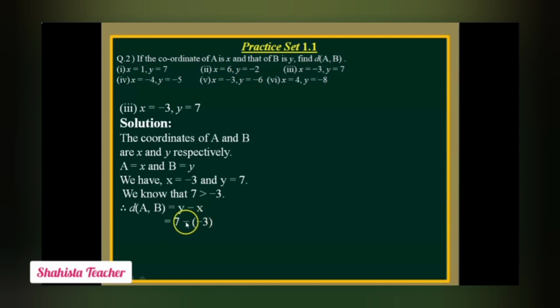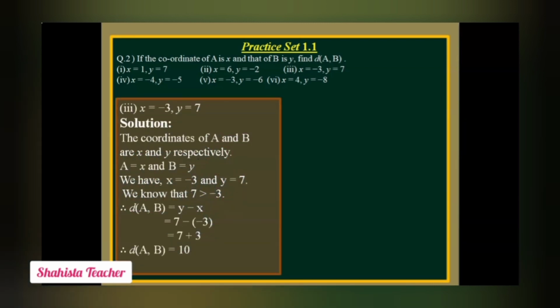As you know, the same signs become plus. Same signs give us an addition operation. So minus into minus gives us addition. So 7 plus 3 is equal to 10. So the distance of A comma B is equal to 10. So students, after finding this, the distance of A comma B, where x is equal to minus 3 and y is equal to 7, is positive 10. The distance of A to B is 10. In this way we finish sub question 3. Now let's solve sub question 4.